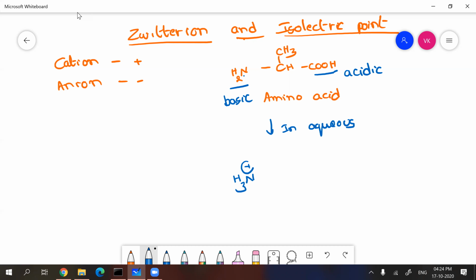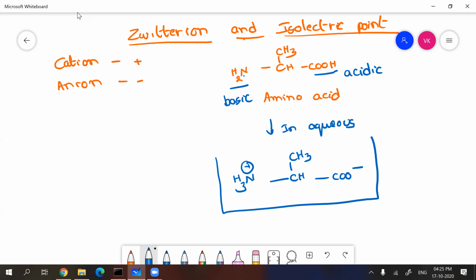NH3 plus. You can see here the same molecule is having a positive charge on one end and a negative charge on the other end. Such ions, which have a positive charge on one end and a negative charge on the other end in the same molecule, are said to be a Zwitter ion. This is called Zwitter.